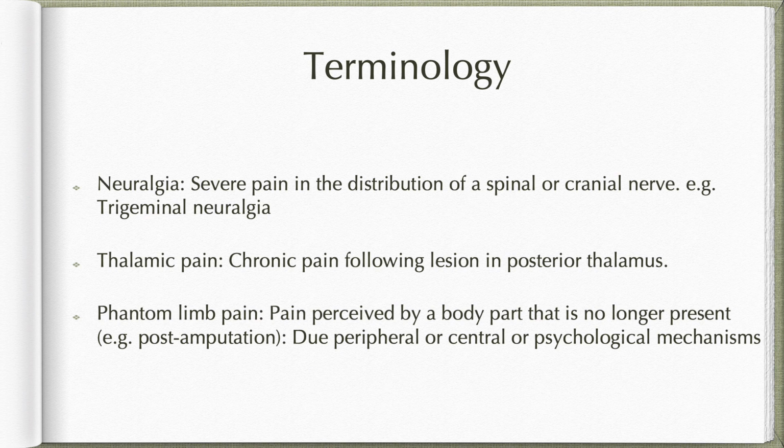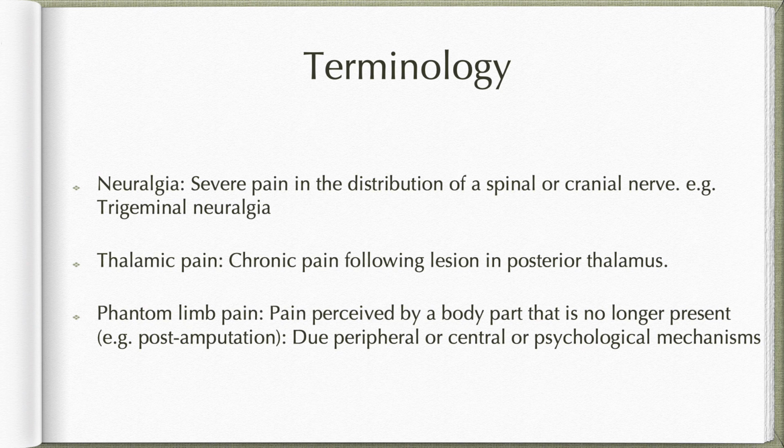Neuralgia is the severe pain in the distribution of spinal or cranial nerves, typically seen in case of trigeminal neuralgia, wherein the skin supplied by one of the branches of trigeminal nerve will be having a sharp shooting pain, which will be started by a whiff of air, or it could be even by simple touching. Thalamic pain is a chronic pain following lesion in the posterior thalamus.